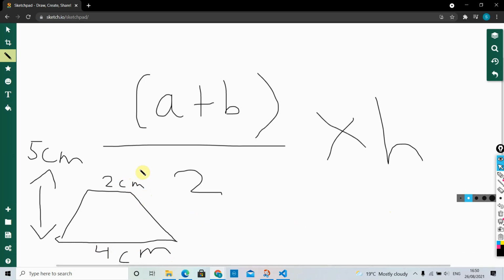And this is A and this is B. You can swap them around. It doesn't matter, but just add them up.